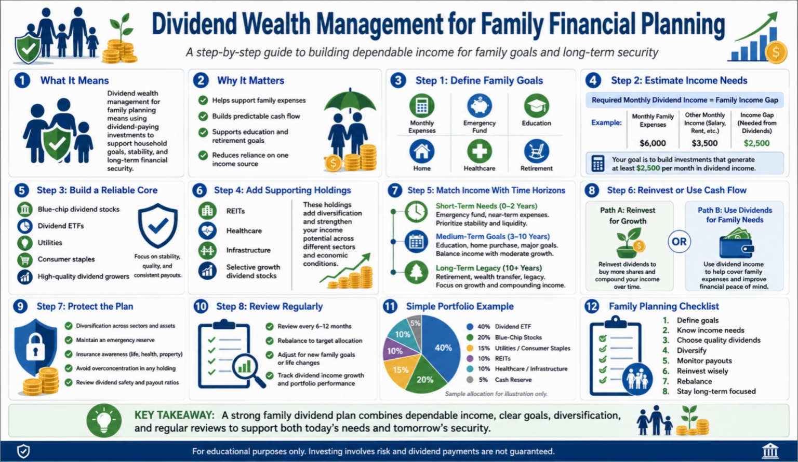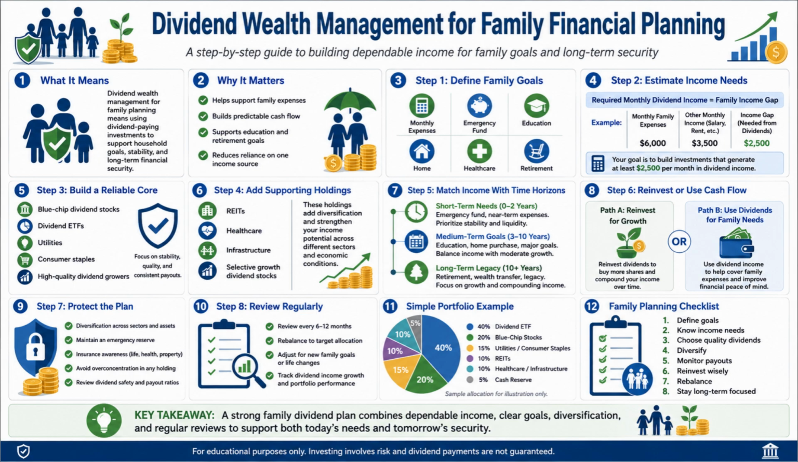Furthermore, the sixth step is deciding whether to reinvest dividend cash flow or use it for family needs. In one path, families can reinvest dividends to buy more shares and grow future income over time. In the other path, they may use the dividend income directly to help cover living expenses and reduce financial pressure. In many cases, the right choice depends on the family's life stage and financial priorities.